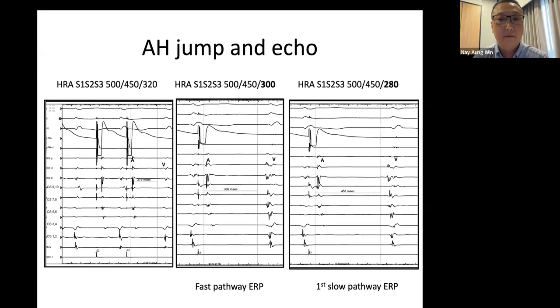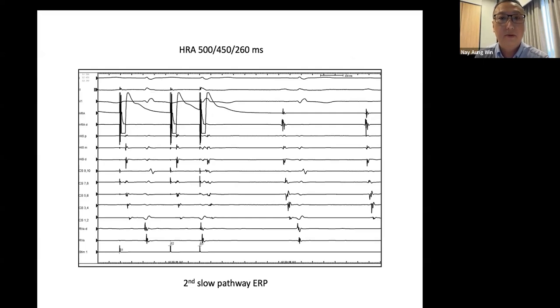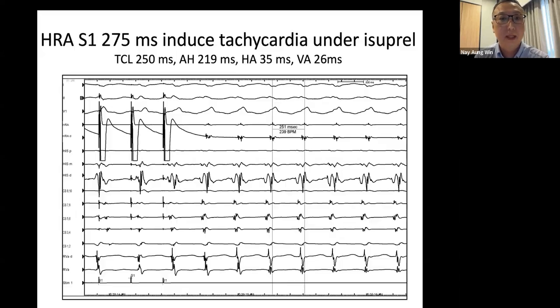The two extras from HRA, there's a fast jump at 500, 450, 300 milliseconds, and the second jump at the coupling interval of 280 milliseconds, and the slow pathway ERP was at 500, 450, 360 milliseconds. So HIS straight pacing induced the tachycardia, and the isoproterenol tachycardia cycle length was 250 milliseconds, long H interval, short HA, and the V interval was 26 milliseconds, and the RSA at the HIS distal.